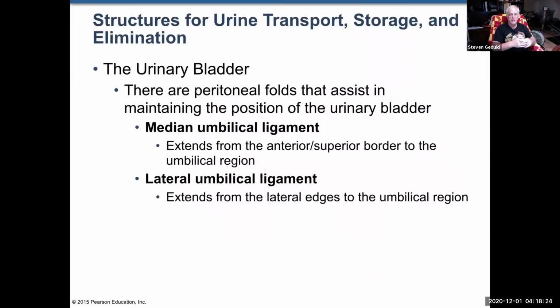Okay. Now, once it's in the urinary bladder, ureters drain it. Remember, the posterior and inferior drain into it. There are peritoneal folds that maintain the position of the urinary bladder. You have a median umbilical ligament and you have a lateral umbilical ligament. The median umbilical ligament extends from the anterior superior border of the umbilical region. The lateral umbilical ligament extends from the lateral edges to the umbilical region.